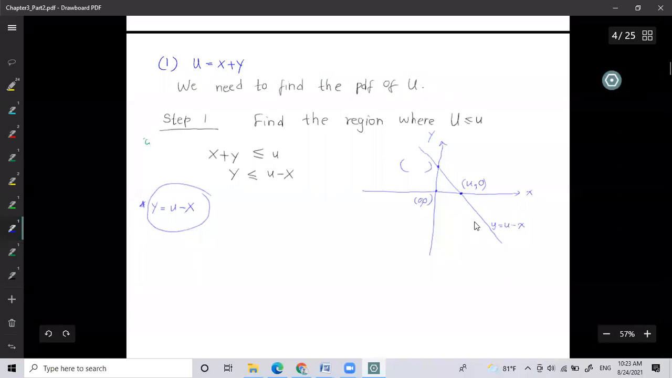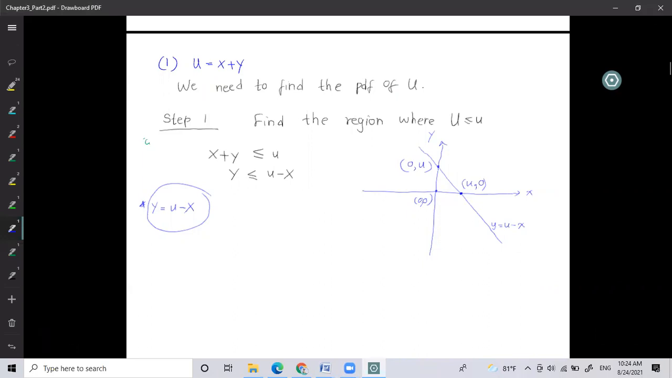In the same manner, can you find the coordinate where this line crosses the Y-axis? That is when X is 0, what will happen? So you'll end up with 0 comma u. Yes, Aravinda, that's correct. X is 0, and at that time Y will be u. So you know the two points.